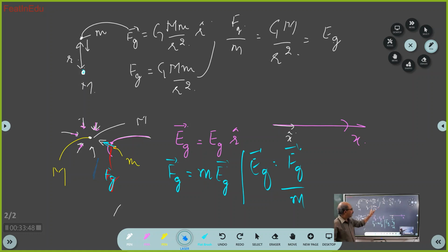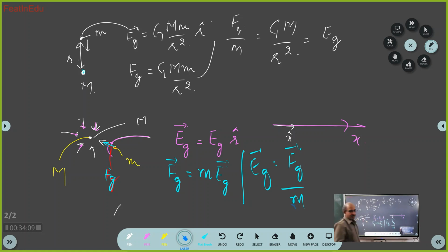Yes, sir. Then what is remaining on right hand side? Gm by r square. Yes, sir. Then I wrote that Gm by r square as Eg. And you remember here also I wrote the same thing. There also I wrote the same thing. Got it? Yes, sir.